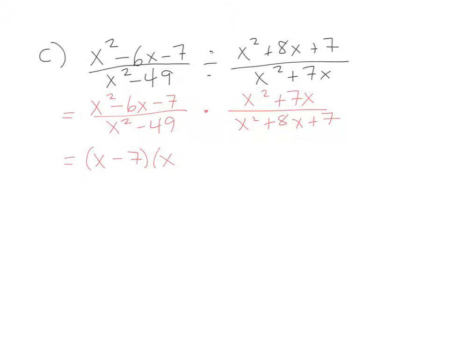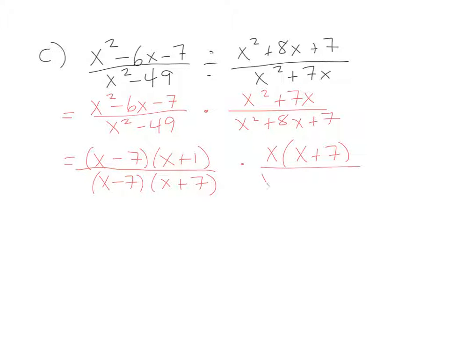x minus 7, x plus 1 for the numerator, x minus 7, and x plus 7 for the denominator. And then the numerator over here, I can take out an x and an x plus 7. And then in the denominator, x plus 7, x plus 1. X minus 7, x minus 7, those will cancel. One in the numerator, one in the denominator.